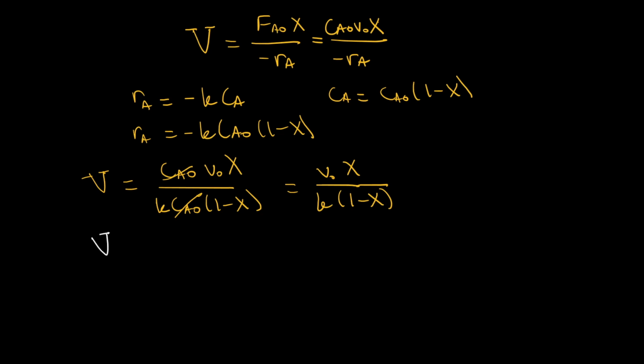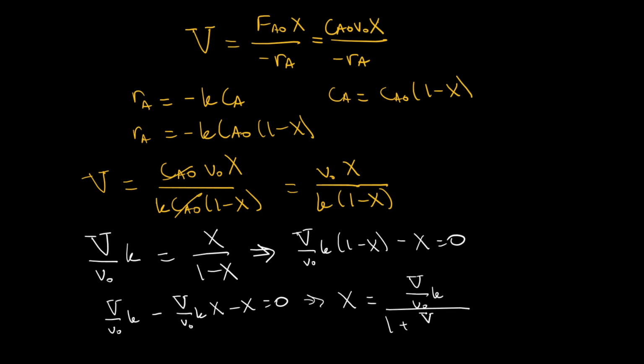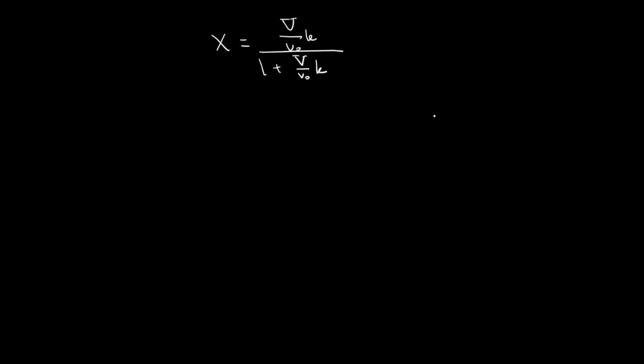If we move all the constants over to one side of the equation, we get big V over little v naught times K is equal to this fraction, X over 1 minus X. And now if we solve this for X, now I wrote this solution for X in this format because we have a couple things that we can substitute in to solve for X. So first we have this quantity V over v naught. This is known as the space-time tau.